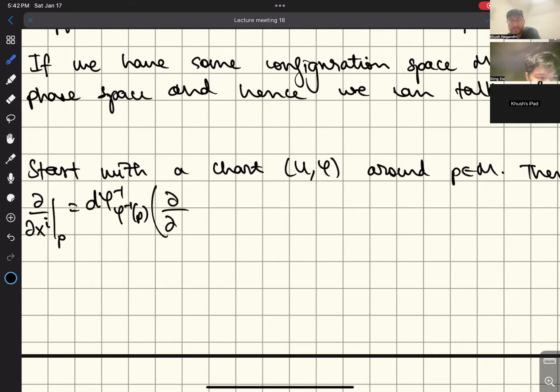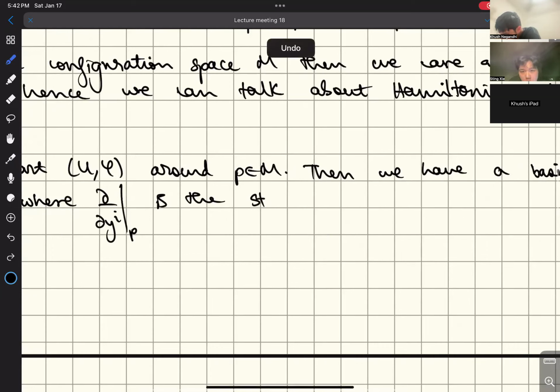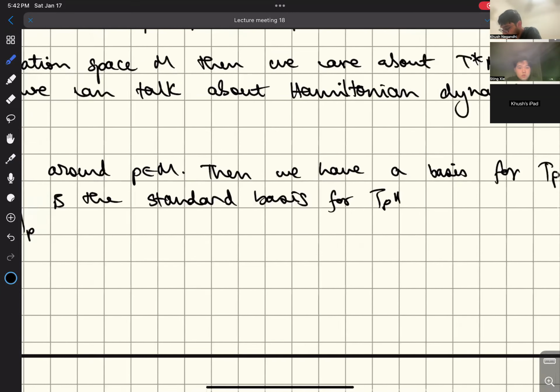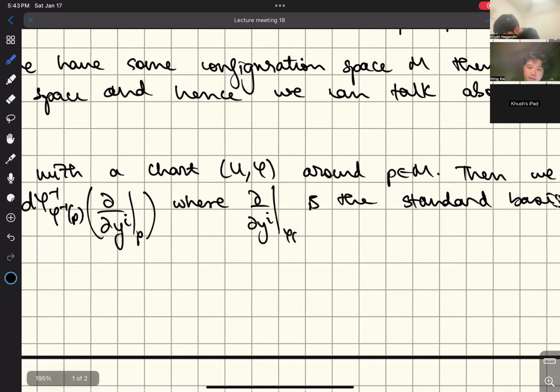of partial y_i at phi of P, where partial y_i is the standard basis for T R^n, or T R^m, I guess. There should be T phi of P.